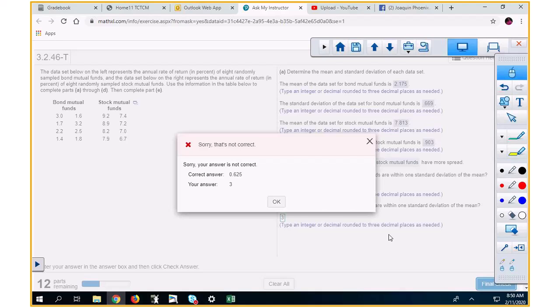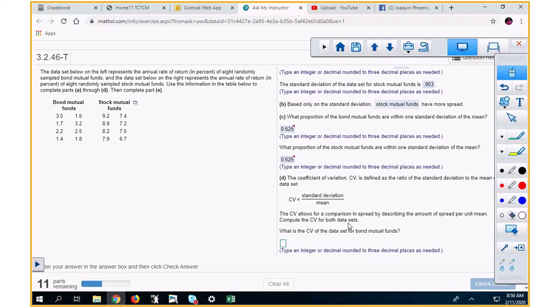But I don't ask you that on the test. I'm looking to see if there's anything pertinent to these questions that would be on the test. The CV, the coefficient of variation, we don't even cover this. Standard deviation over the mean. Okay? So, take the standard deviation of each group and put it over the mean.